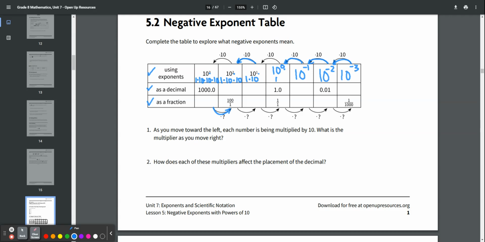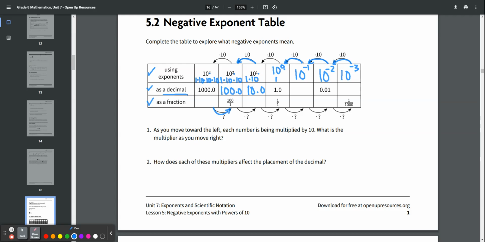As we're talking about a decimal, I notice the pattern that we go from 1,000, 10 to the 3rd power is 1,000, 10 to the 2nd power is 100. 10 to the 1st power is simply 10. And you might be asking, why are you writing 0.0? Well, because it says as a decimal, and so I need to include at least the 10th place.